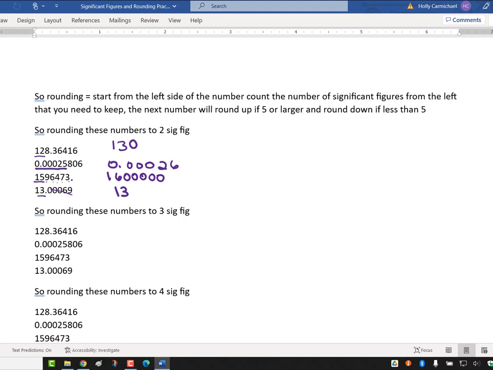So let's take these same numbers and round them to three significant figures. So again, with this, I'm going to find the first three significant figures from the left. The next number is a 3, so 364. All of those would just drop off. So I would just put 128.